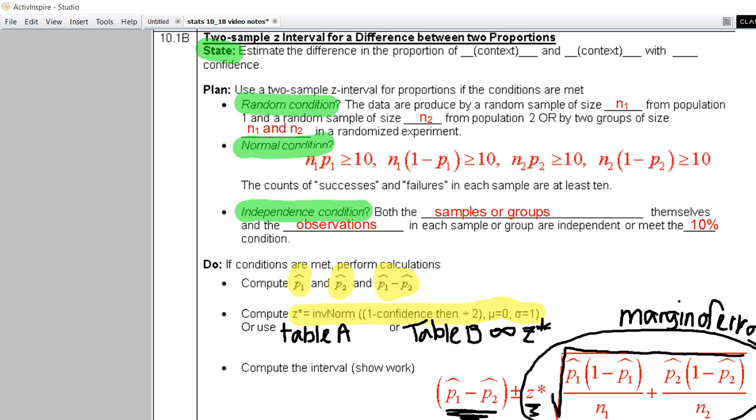We are 90% confident that the interval from blank to blank captures the true difference in proportion of blank and the proportion of blank that blank blank. So again, just looking at what do these numbers mean? What do they mean in context of the problem? Because really we have to understand what's going on in the situation.